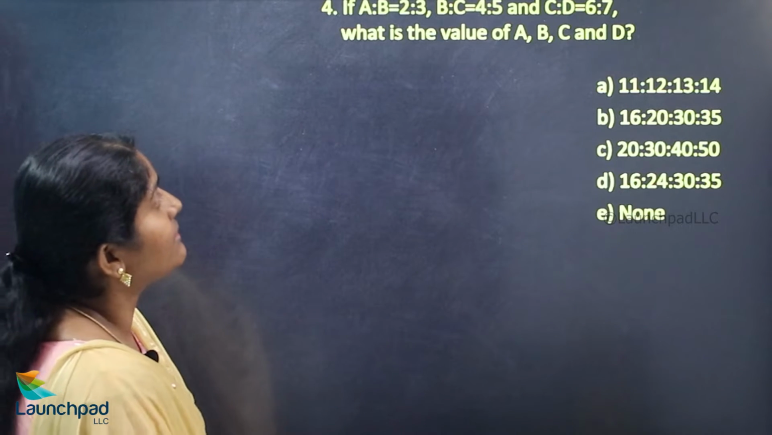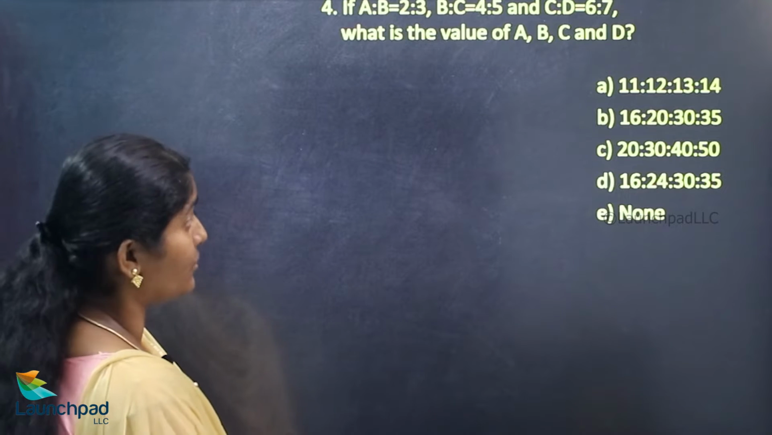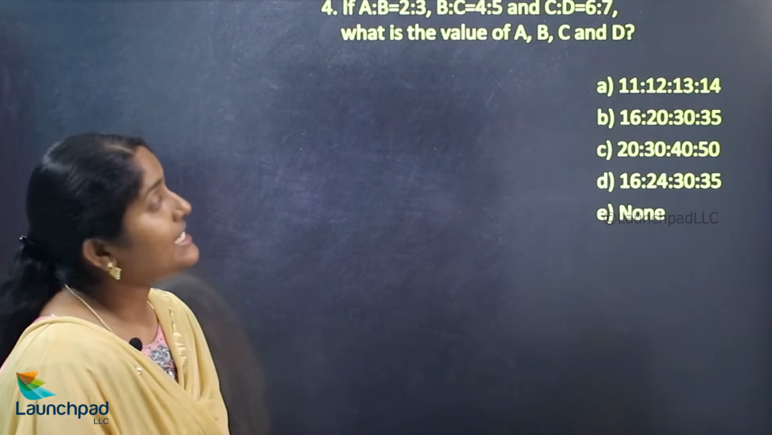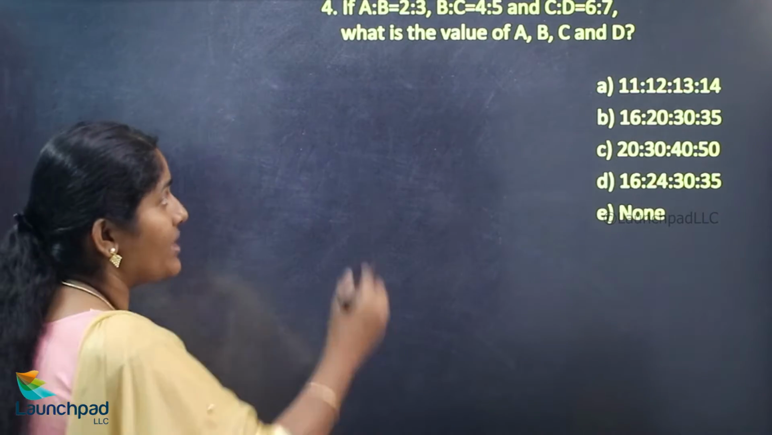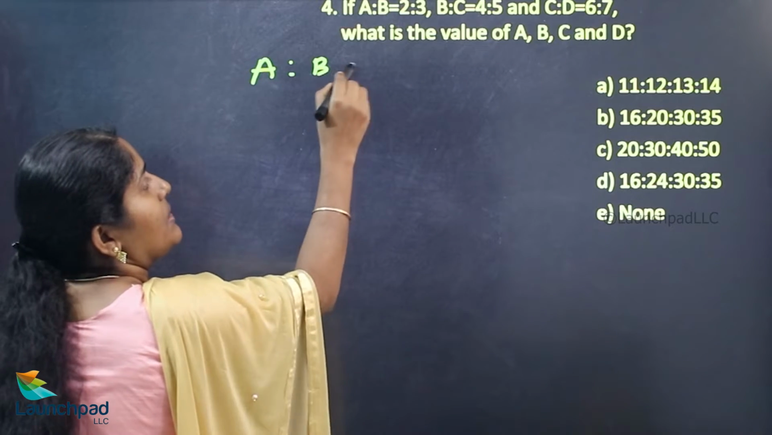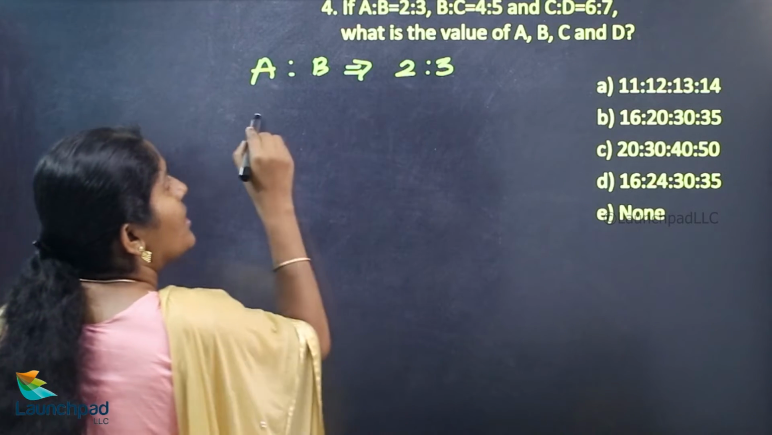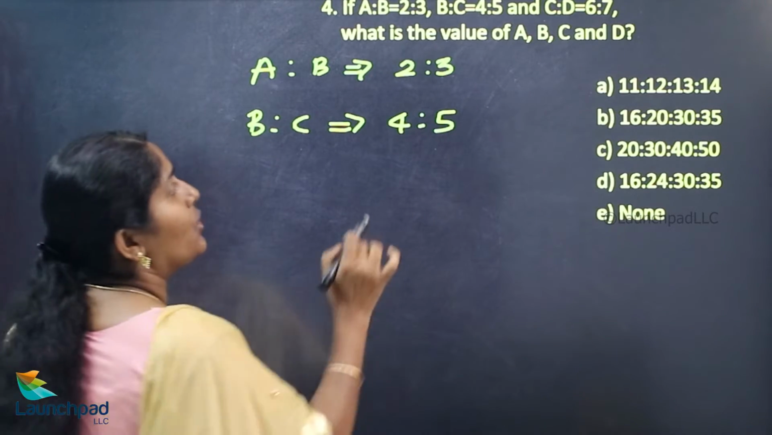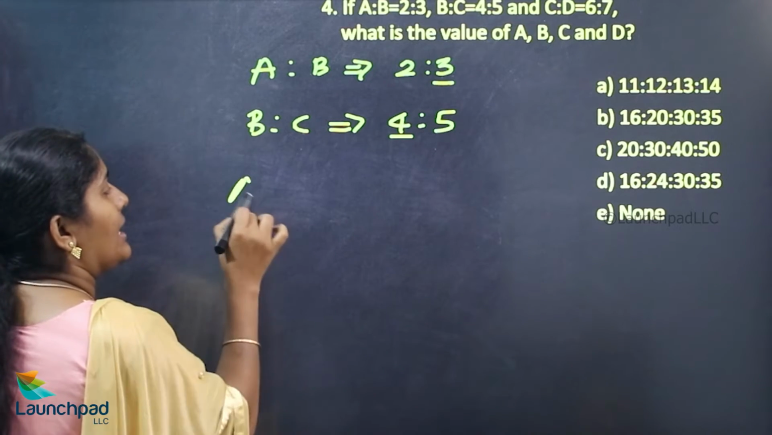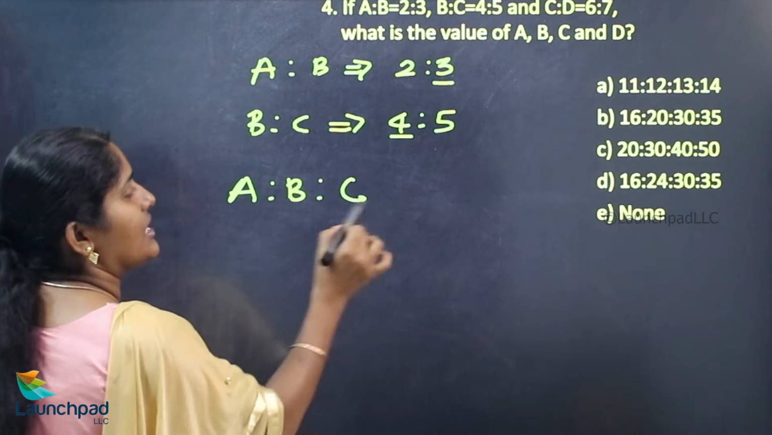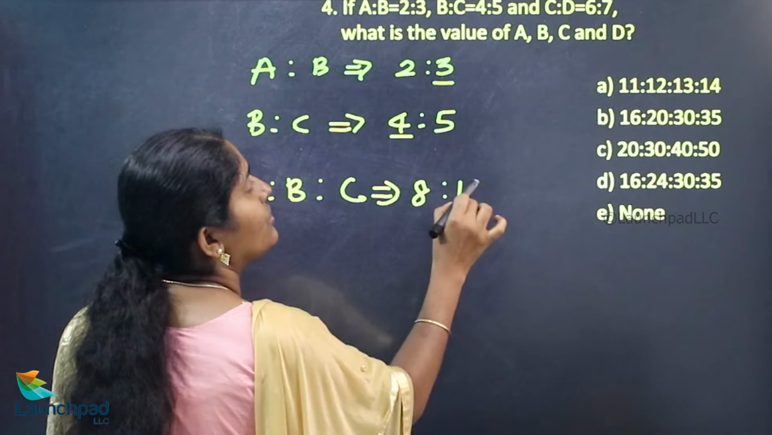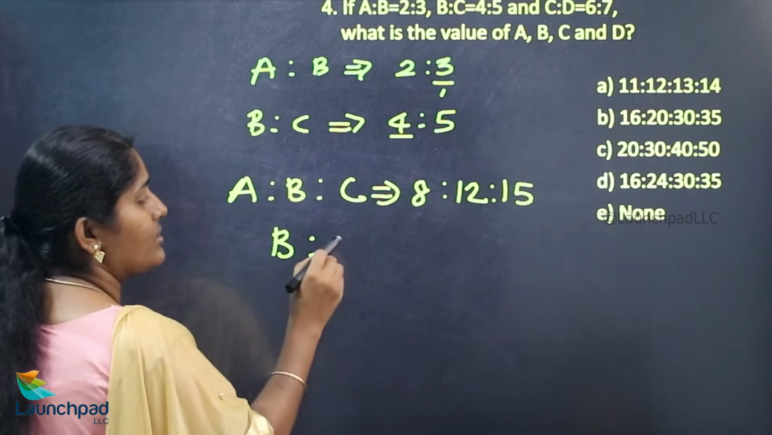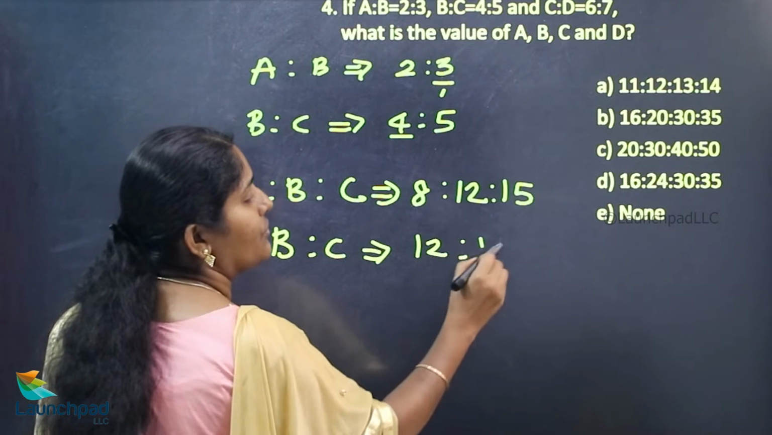If A is to B is equal to 2 is to 3, B is to C equal to 4 is to 5 and C is to D is equal to 6 is to 7. What is the value of A, B, C, D? So, now we want to connect. A is to B is equal to 2 is to 3. What is your B is to C? 4 is to 5. Observe your values. So, the B term should be common. So, we can connect, then only we are able to connect A with C. So, 2 4s are 8, 4 3s are 12, 5 3s are 15. Now, this is the B is to C. B is to C is 12 is to 15.